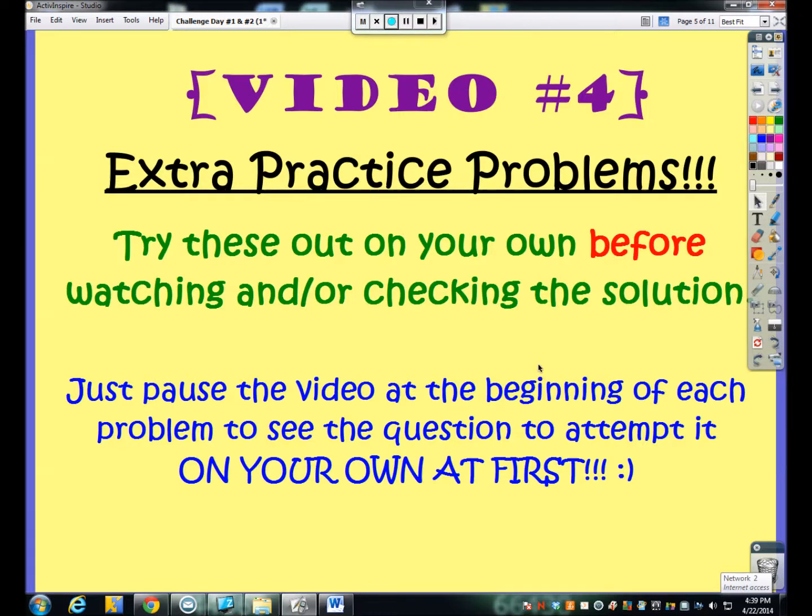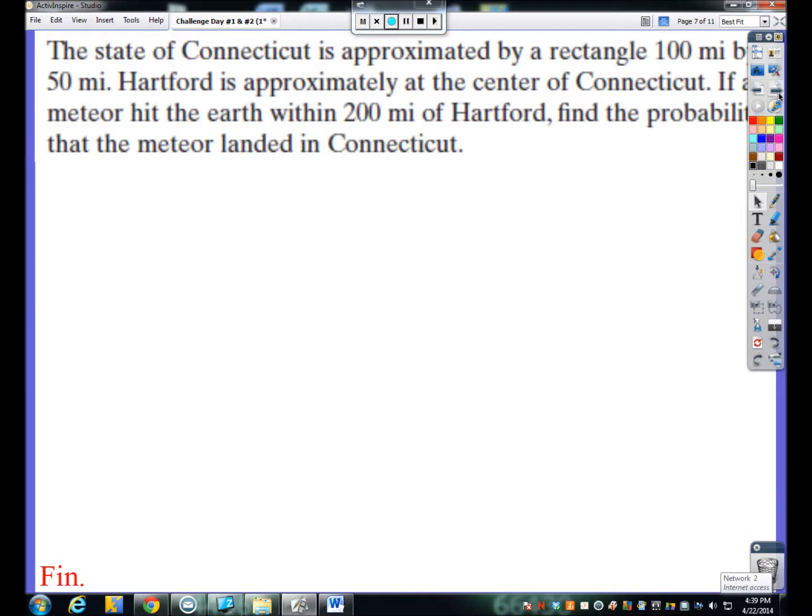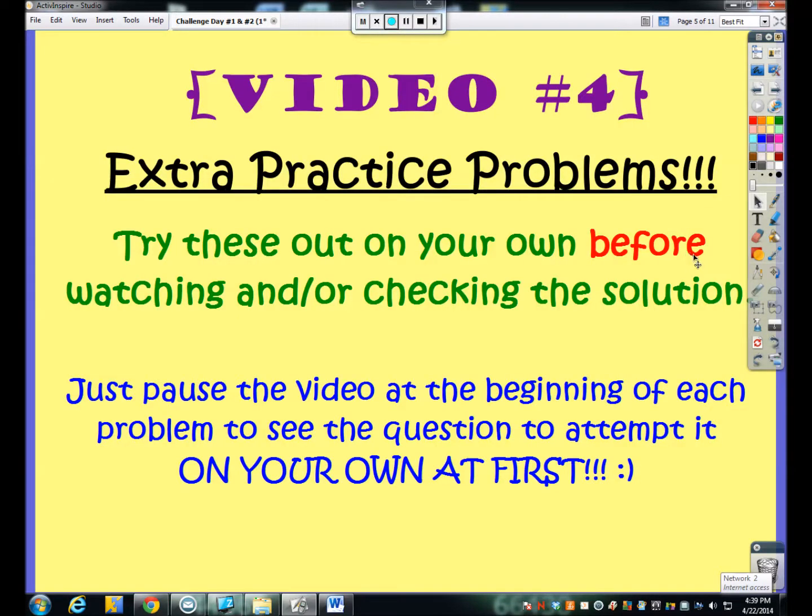And let's say, for example, when you get to the second problem, you have no idea how to even start it. You can go ahead and watch maybe the first minute of it to see how I get it set up, and then you can pause it and try to work it out on your own, and then check your solution with my solution. So that's what I'm going to recommend for these two particular problems. So on to the first example.